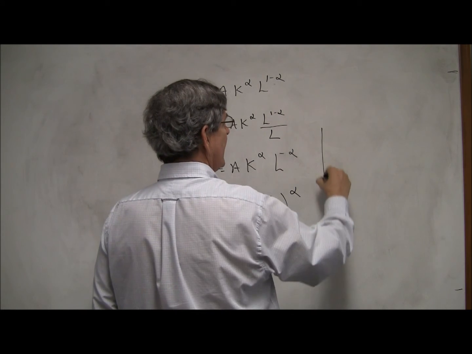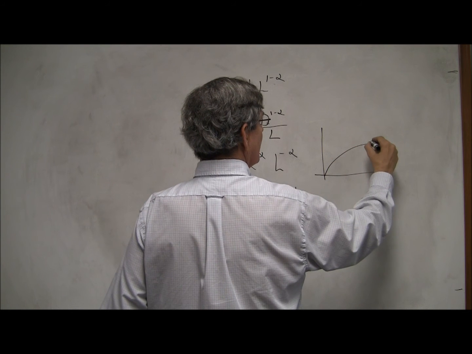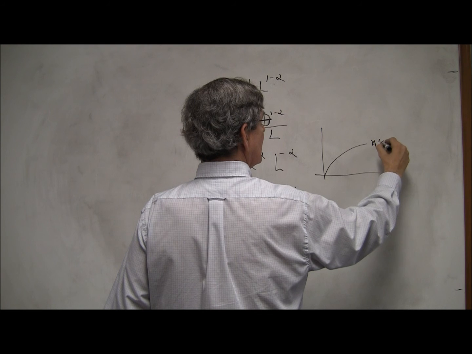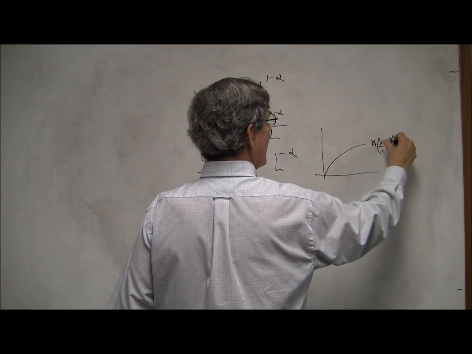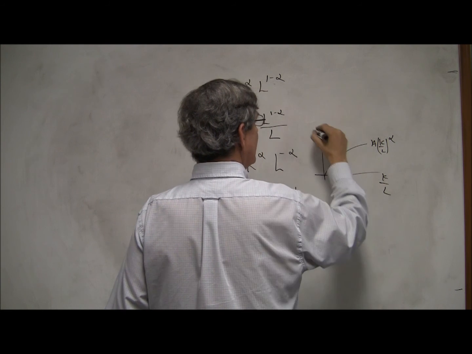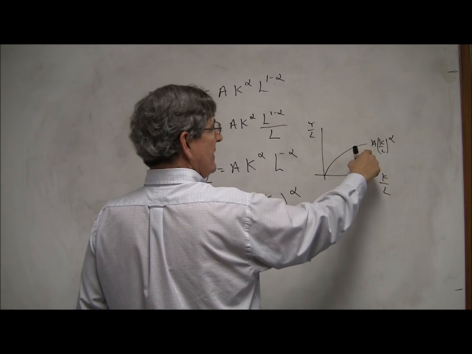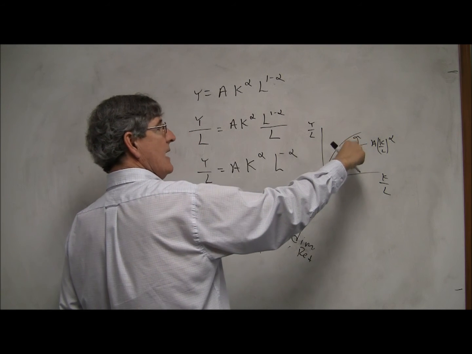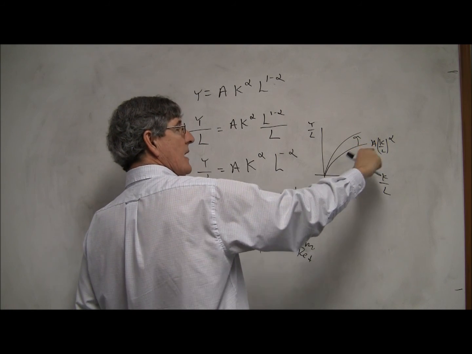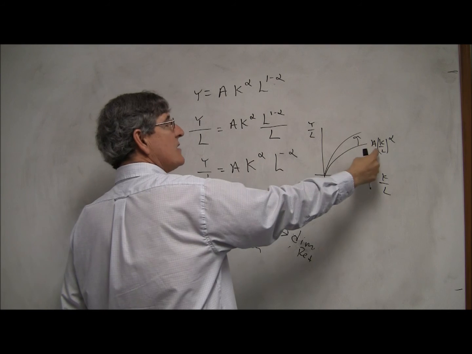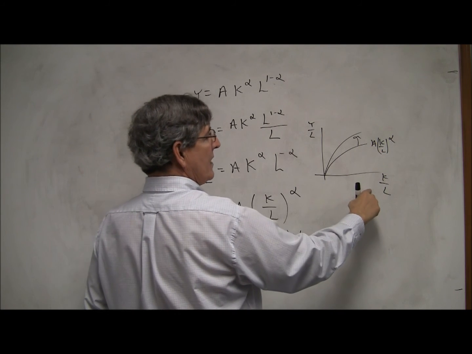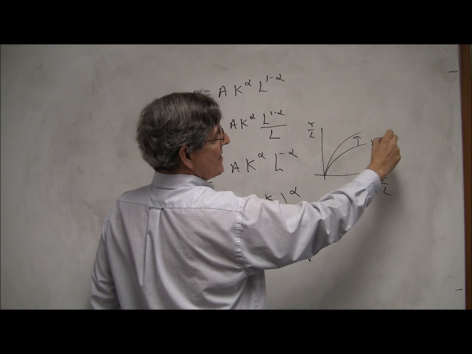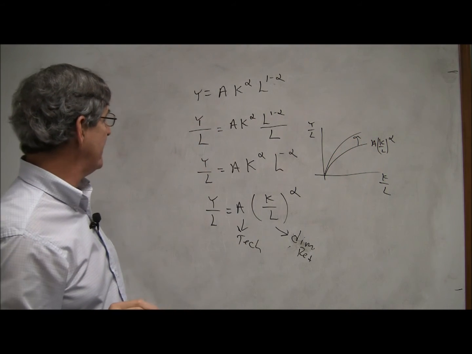So again, it looks like this, just like we saw before. This would be A, K over L to the alpha, where this is K over L, and this is Y over L. And then if A goes up, this thing would rotate upward for an increase in A. That's technology. Moving this way is what happens when capital, that's called capital accumulation. So when K over L goes up, when there's capital accumulation, we get growth but it levels off as we grow more and more through that means.